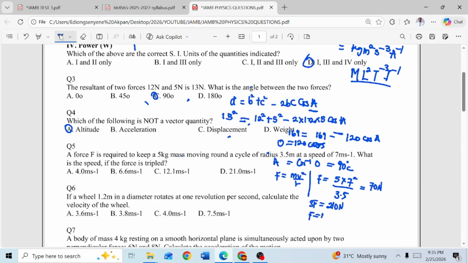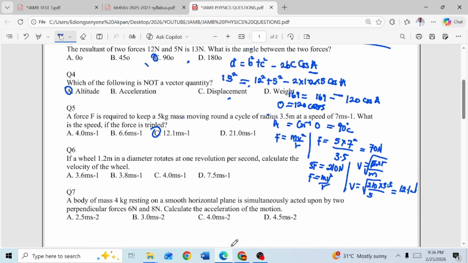F equal to mv squared over r. To find speed, that will be force times radius over mass, square root. So V will be equal to square root of 210 times 3.5 all over 5. The answer will give us 12.1 meter per second. This is a new pattern of how questions are set.